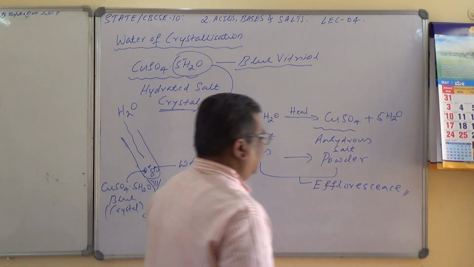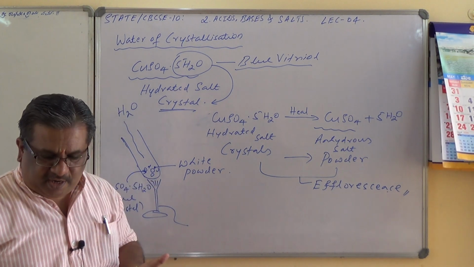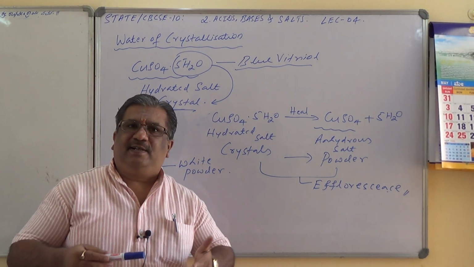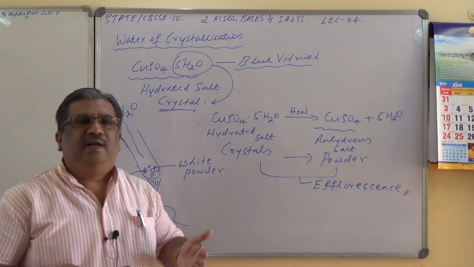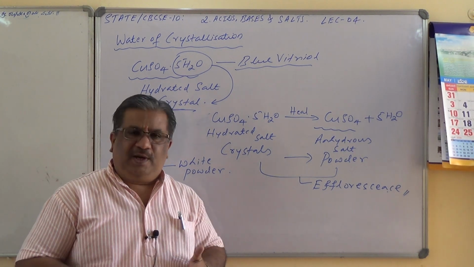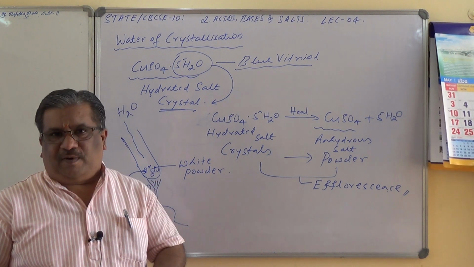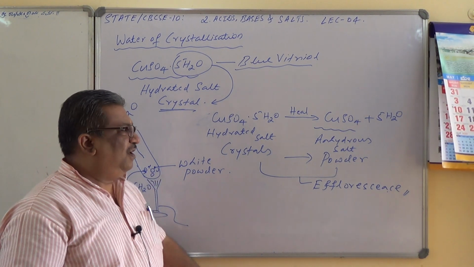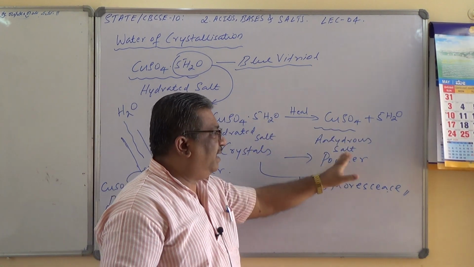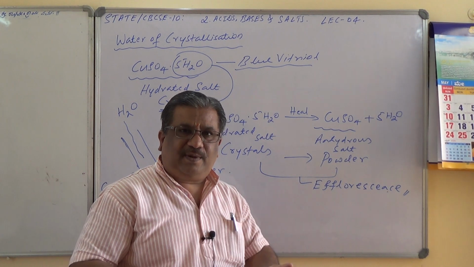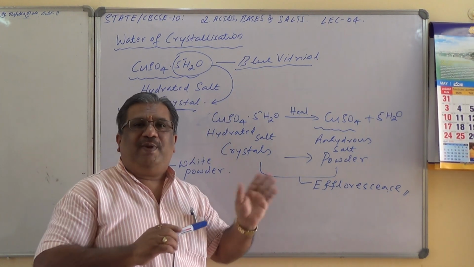Efflorescence. So what is the phenomenon efflorescence? Efflorescence is a phenomenon in which hydrated salts, when exposed to the atmosphere or when heated, lose water of crystallization molecules either partially or completely and turn into powder form. Very interesting, no? When the anhydrous salts absorb water molecules again, they get converted into crystals and a particular color is also imparted.